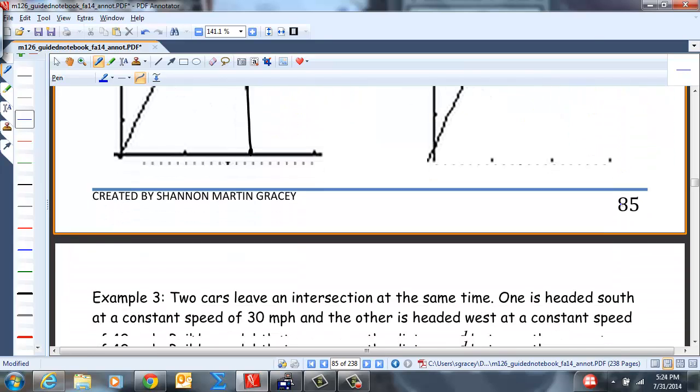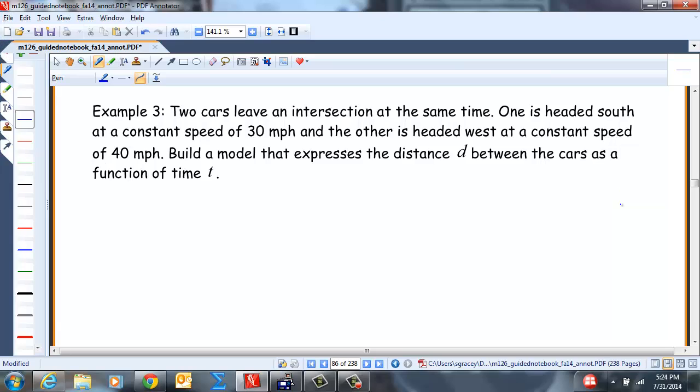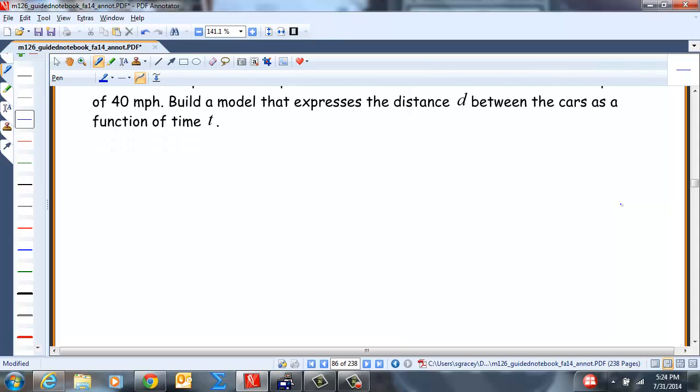Okay, so moving right along. Two cars leave an intersection at the same time. One is headed south at a constant speed of 30 miles per hour, and the other is headed west at a constant speed of 40 miles per hour. Build a model that expresses the distance d between the cars as a function of time. So let's just take a look.